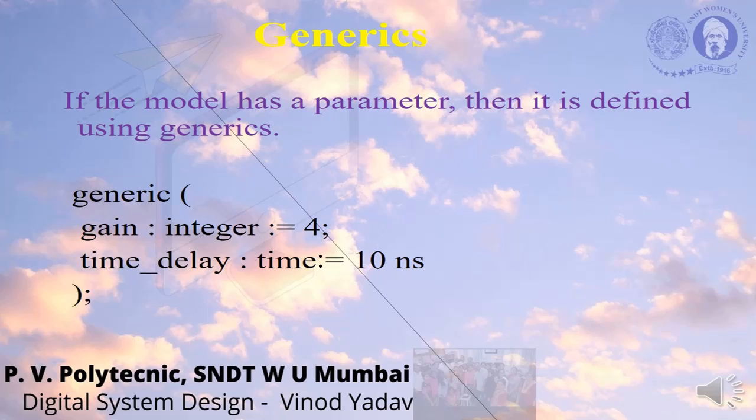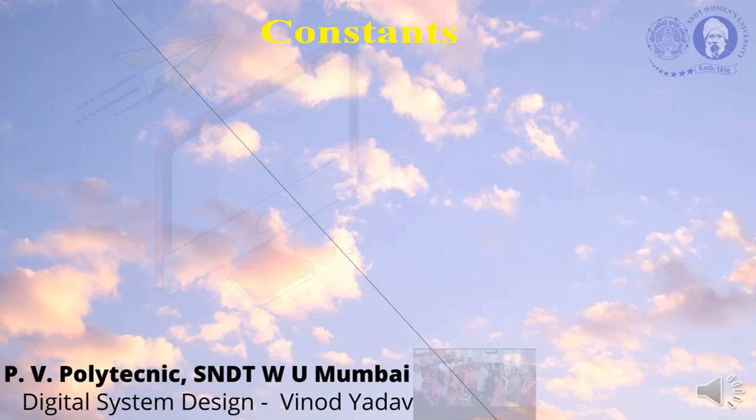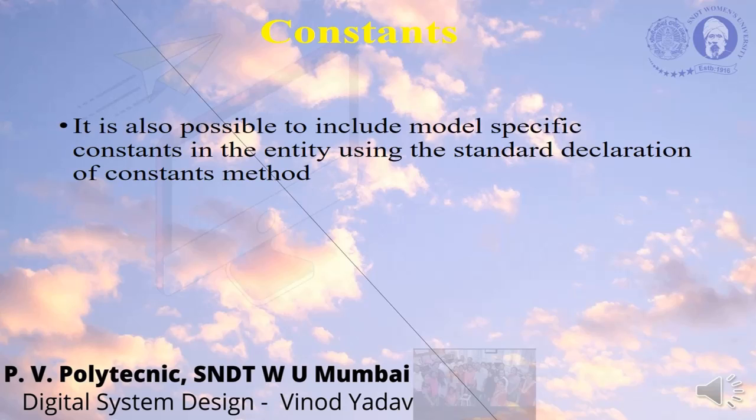So two things we can define in the entity: one is ports, the other is generics, and the third is constants. It is also possible to include model-specific constants in the entity using the standard constant declaration method. Constants like this: constant, the name of the constant as r_pullup, the type as real, and the assigned value is like this. So this will remain constant throughout. This is the way we can define generics, constants, and ports in the entity.